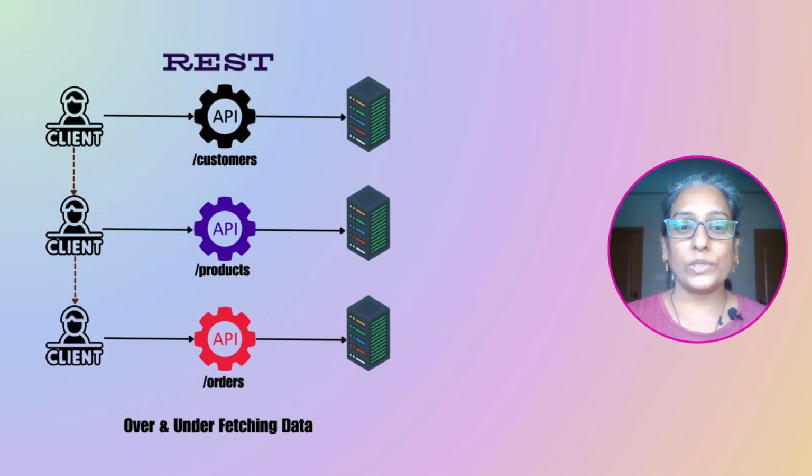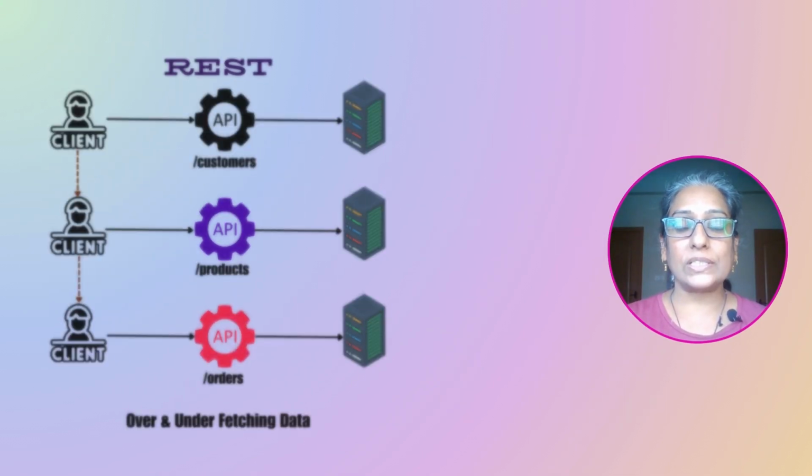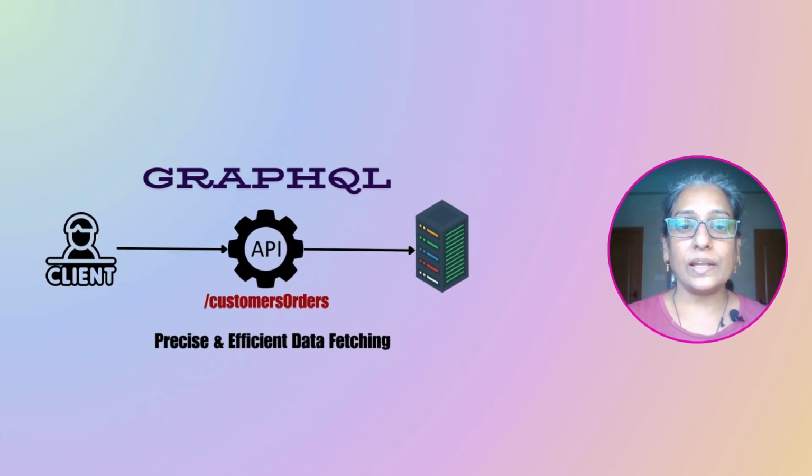Unlike REST, which uses multiple endpoints, GraphQL uses a single endpoint to fetch the required data. Using GraphQL, clients can specify exactly what data they need, making the queries precise and efficient. This also eliminates under and overfetching of the data.